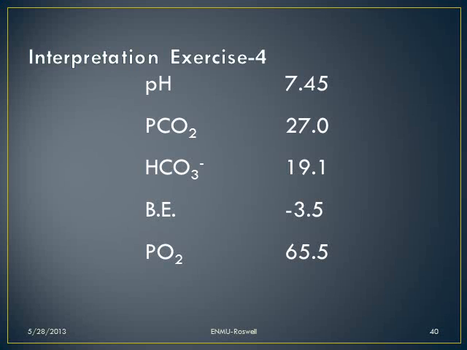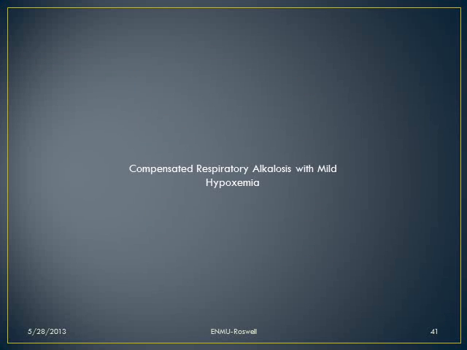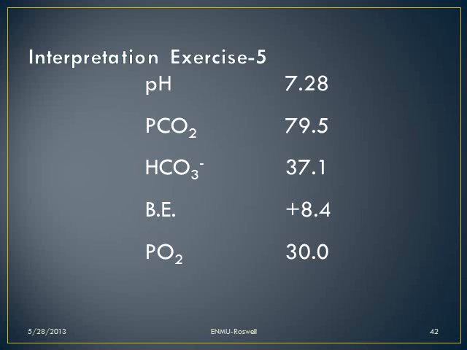Partial compensation? Oh, not partial. Why is it not partial? Because the pH is within normal, at 7.45. So we have a fully compensated respiratory alkalosis with mild hypoxemia. Clear? Makes sense? All right, let's go do another one here.